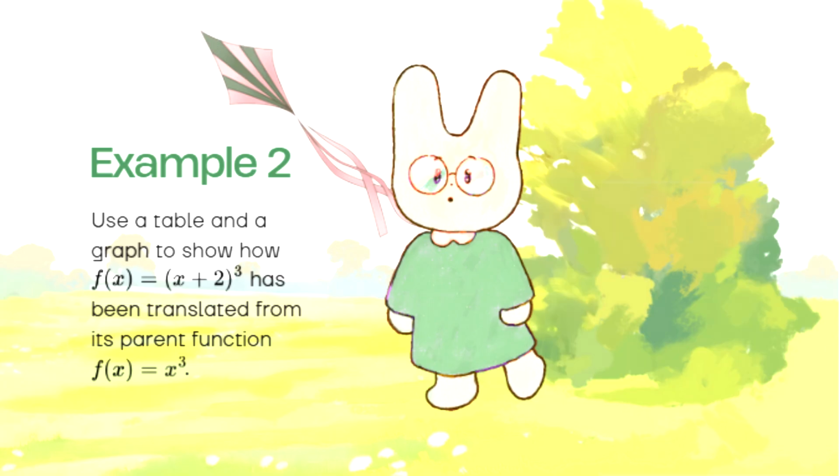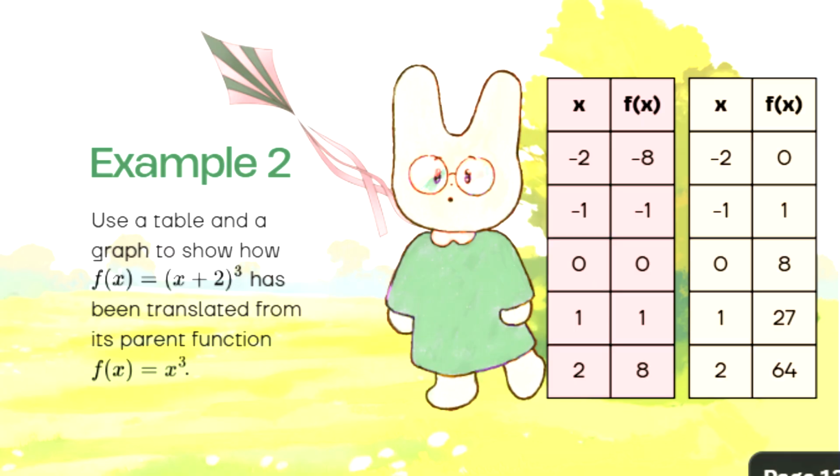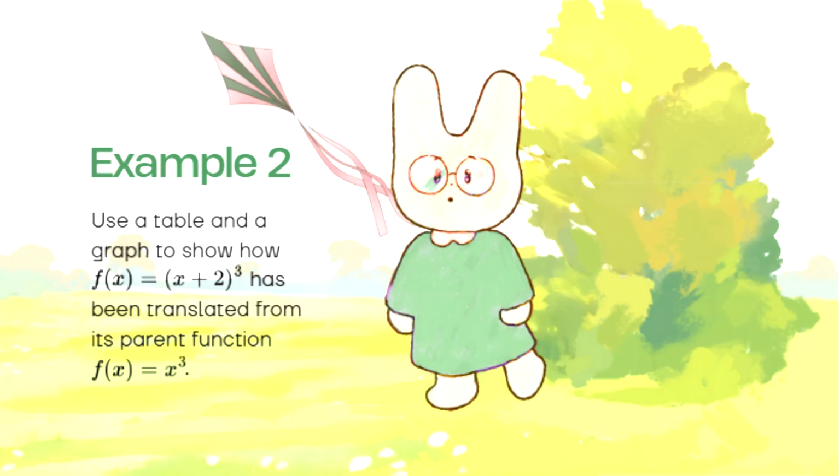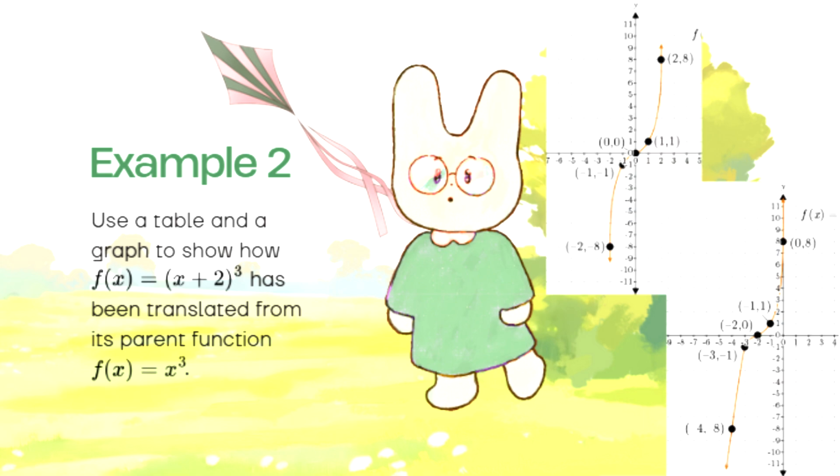Now, use a table and a graph to show how f of x equals x plus 2 cubed has been translated from its parent function. We did that. That's all we had to do. I finally got the right graphs on here.